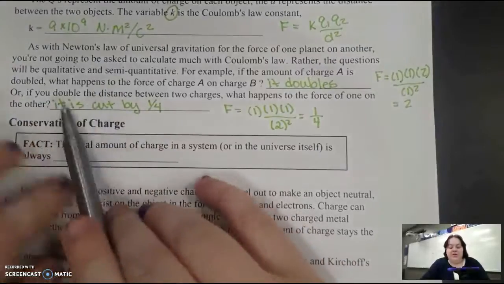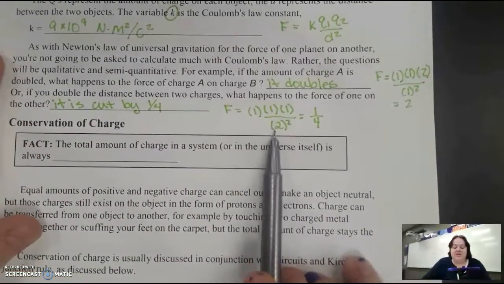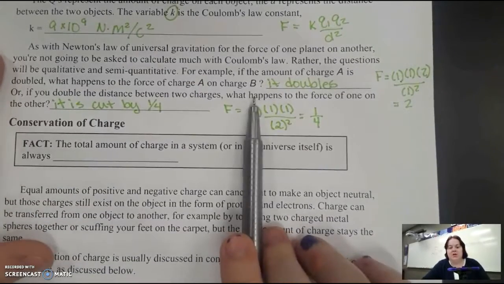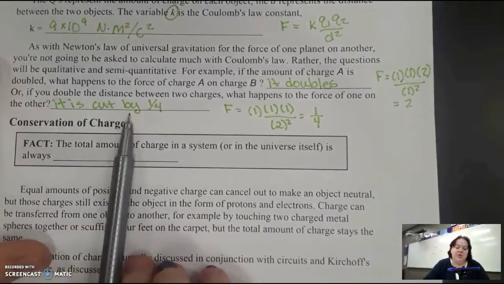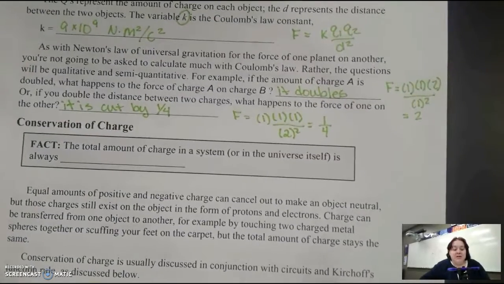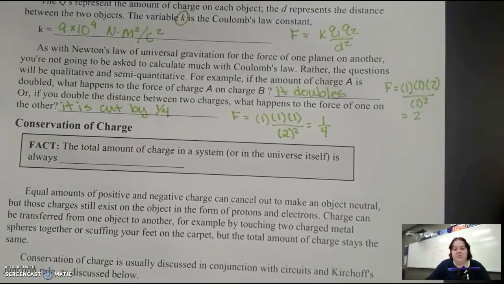What happens if you double the distance? Well, in that case, K and both Q's are staying the same. Distance is doubling, distance is squared. This is another inverse squared law, which we talked about with gravitation. So it's 1/4, so the force is cut by 1/4. And that's all Greg Jacobs spends on Coulomb's law.